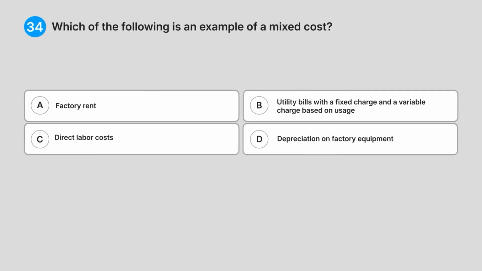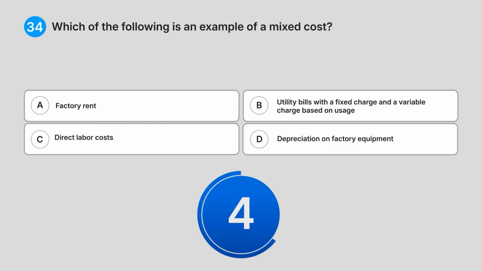34. Which of the following is an example of a mixed cost? A. Factory rent. B. Utility bills with a fixed charge and a variable charge based on usage. C. Direct labour costs. D. Depreciation on factory equipment. Can you guess the answer?